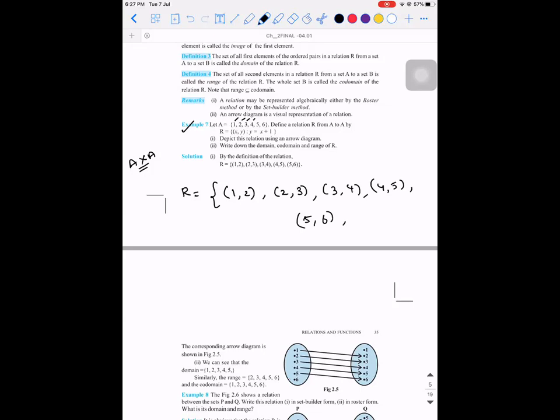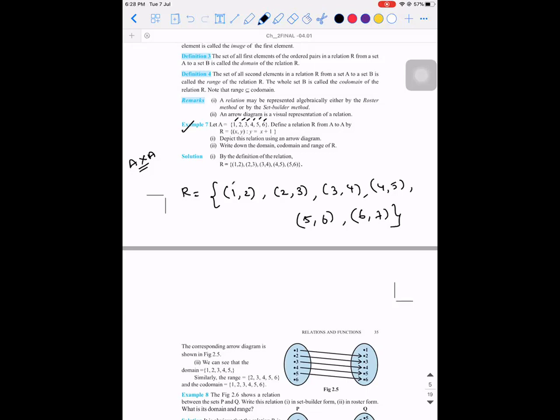So when I substitute 4, I get 5. When I substitute 5, I get (5, 6). When I substitute 6, I should get (6, 7). So this is going to be the relation. But there is a small mistake in this. Can you correct it? (6, 7) won't come, sir. Why? Because 7 is not part of A.